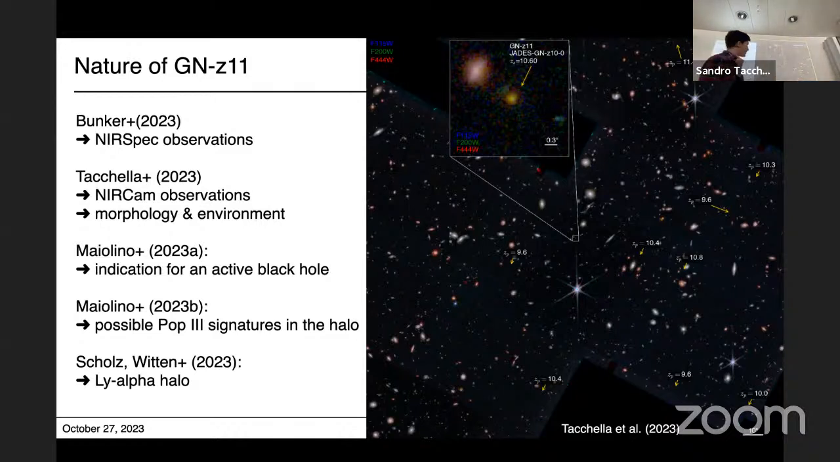When we look at the images, the first thing we did is look at whether there are other galaxies in the vicinity. You can see these arrows pointing to galaxies that are within 5 comoving megaparsec around this galaxy. These are only photometric redshifts, so you should be a bit suspicious, but we are trying to get spectroscopy for them now. But indeed, this galaxy is not alone. It seems that there are other objects nearby.